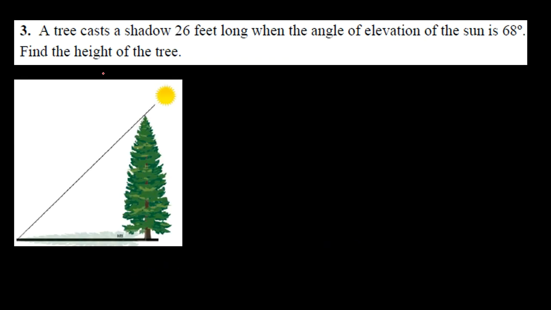Number 3, a tree casts a shadow that is 26 feet long. The angle of elevation of the sun is 68. So remember, elevation is looking up, and it's inside the triangle, so that's 68 degrees. We want to know the height of the tree, so we're looking for x. So the angle of reference is going to be opposite and adjacent. That's going to be tangent. So we have the tangent of 68 degrees is equal to the opposite, x, over the adjacent, which is 26.